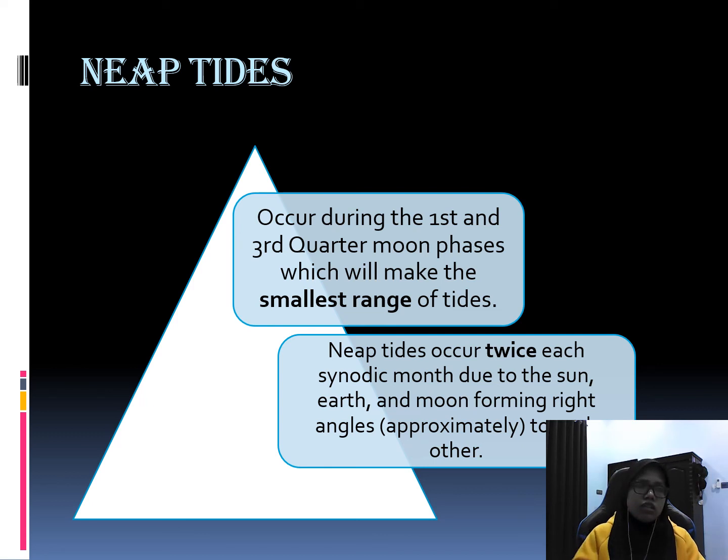Meanwhile, the neap tides occur during the first and the third quarter moon phases, which will make the smallest range of the tidal range. So, same with the spring tides, the neap tide also occurs twice in each synodic month due to the Sun, the Earth, and the Moon forming a right angle to each other.